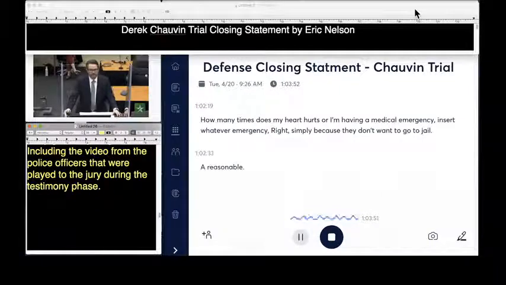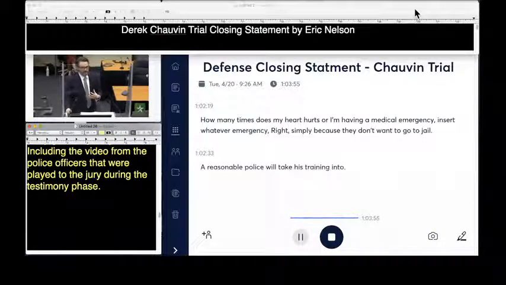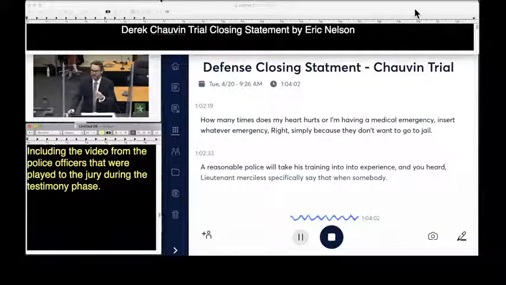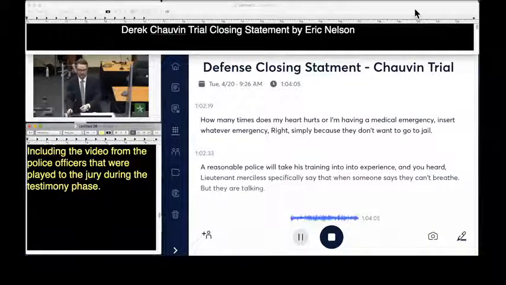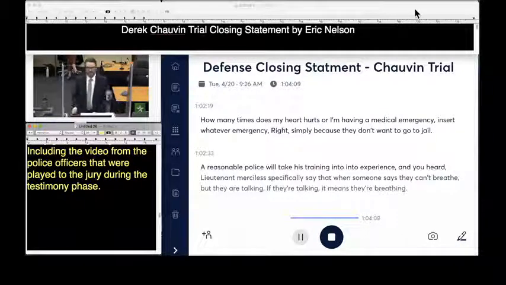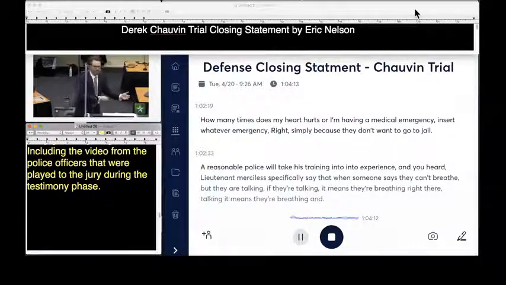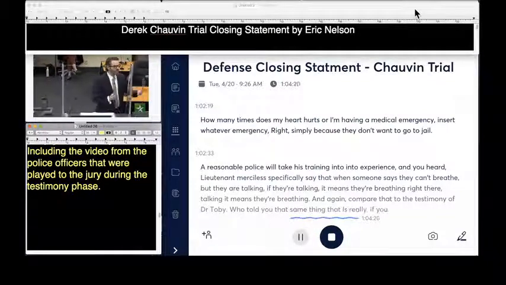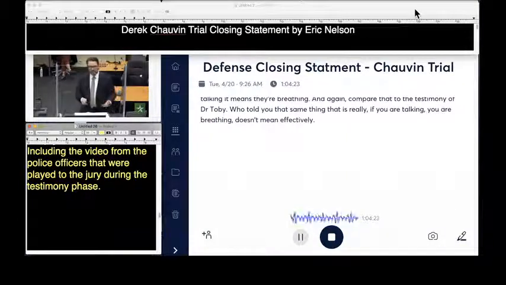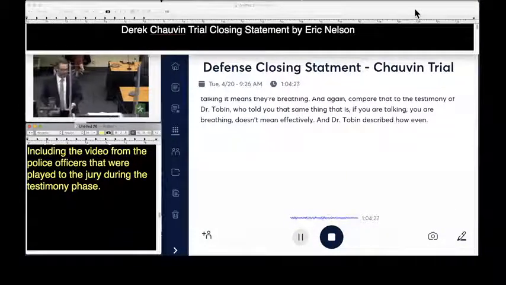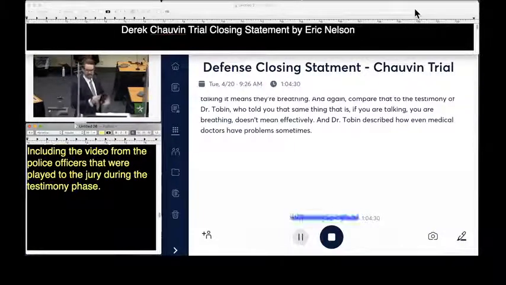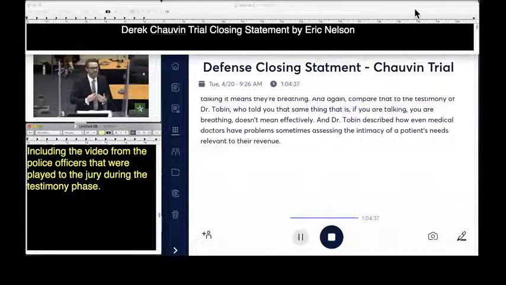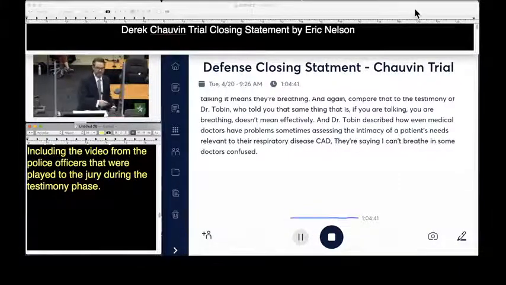A reasonable police officer will take his training and experience into account. And you heard Lieutenant Mercil specifically say that when someone says they can't breathe, but they are talking, it means they're breathing, right? If they're talking, it means they're breathing. And again, compare that to the testimony of Dr. Chauvin, who told you that same thing. That is true. If you are talking, you are breathing. It doesn't mean effectively. And Dr. Chauvin described how even medical doctors have problems sometimes assessing the legitimacy of a patient's needs relevant to their respiratory processes, because they're saying, I can't breathe, and some doctors confuse it for just anxiety or this or that.